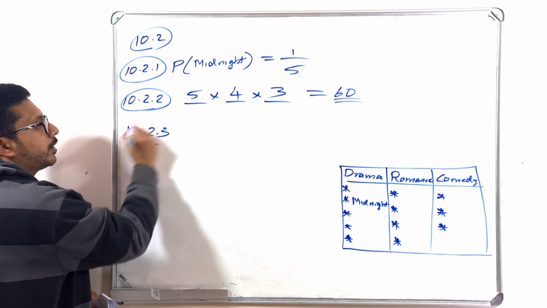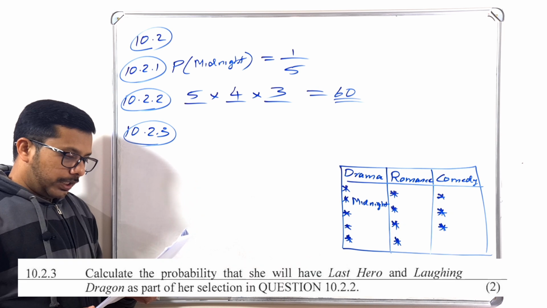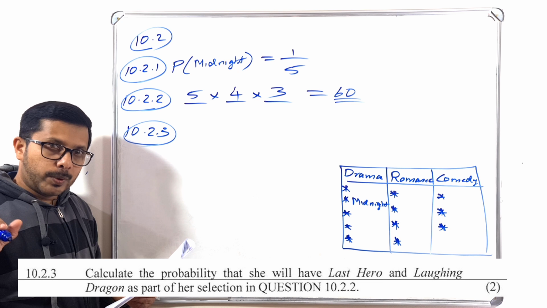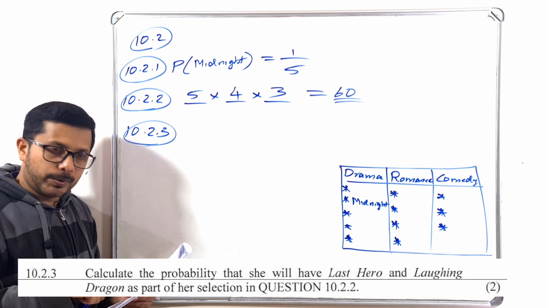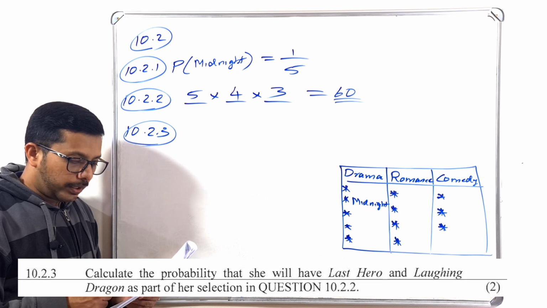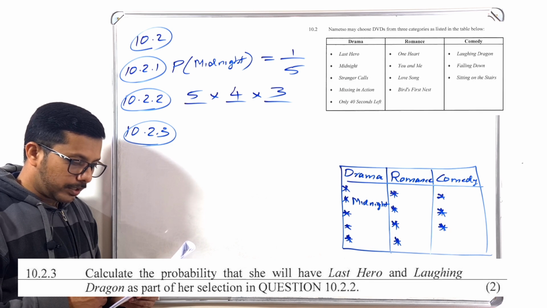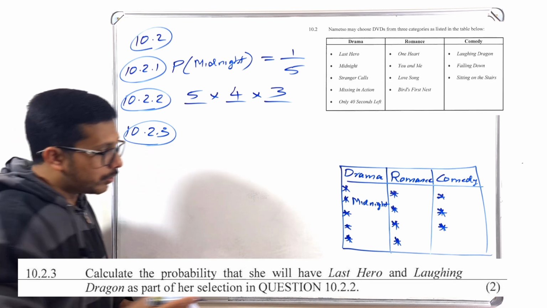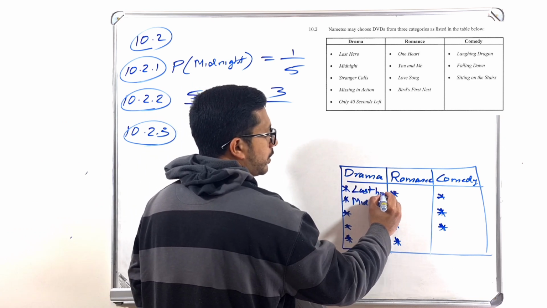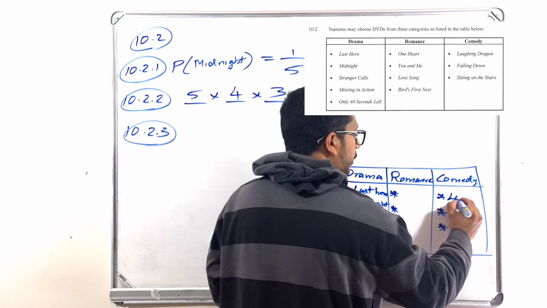Now let's go to question number 10.2.3. What is 10.2.3? Calculate the probability that, again back to probability, underline that word, calculate the probability. So here we have to find the probability. Calculate the probability that she will have Last Hero and Laughing Dragon as part of her selection. So look at that table here. There is an option Last Hero, and where is Laughing Dragon? That's under comedy, first option.